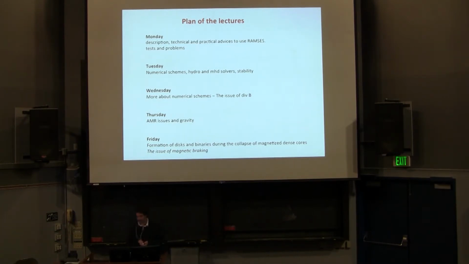And on Thursday, I will discuss more specific AMR issues, the difficulties which are specific to AMR, and also describe a bit the gravity solvers, the grid solvers, not the tree solver, which has been explained previously. And then finally, Friday, I will give a scientific talk in which RAMSES has been extensively used. The topic will be formation of disks and binary rings during the collapse of magnetized dense cores, trying to emphasize the importance of the magnetic field. Okay?